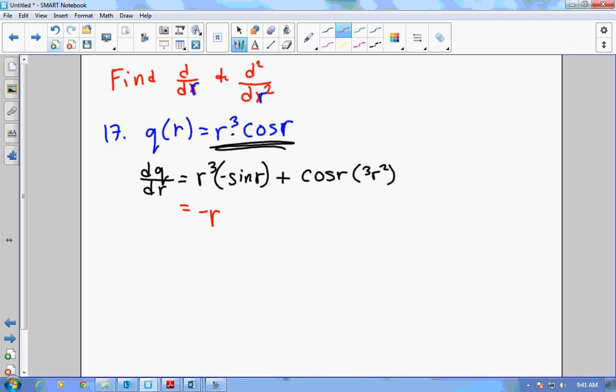Sometimes we like to simplify it a little bit by moving that 3r squared in front, or you can pull out the common factor. You just take the derivative of that, which means you have to do product rule twice. You have to do product rule here and product rule here when you take the second derivative.